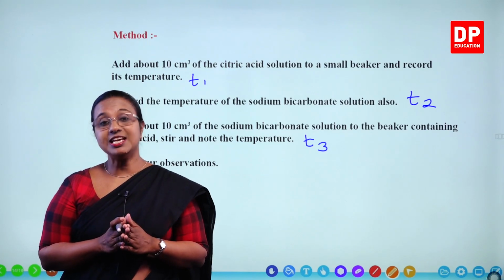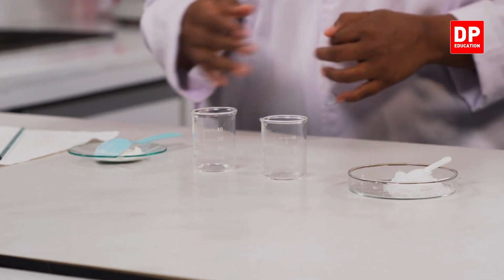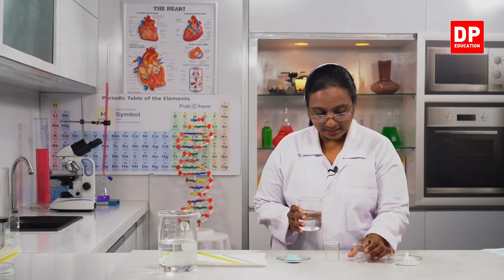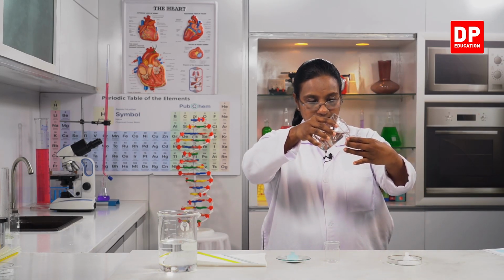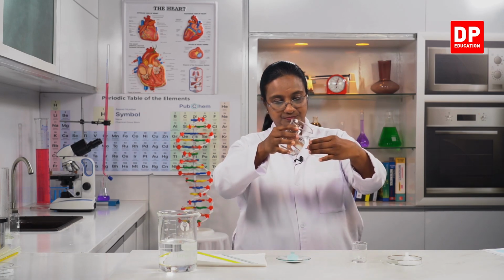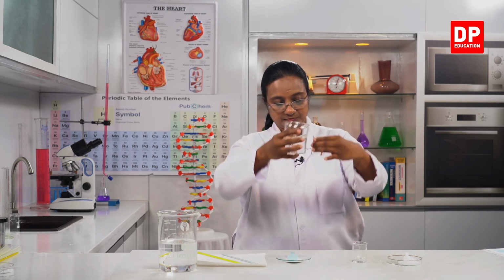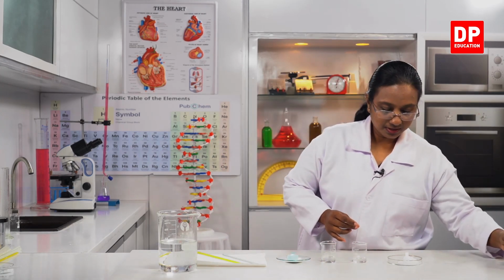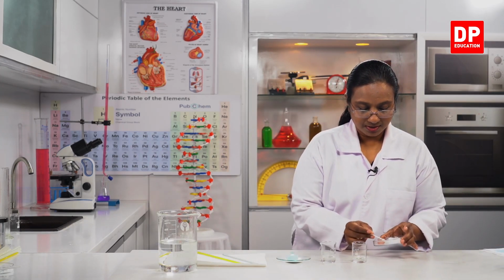So let's do the activity in the lab. So students, now we are going to observe the heat change that takes place when citric acid reacts with sodium bicarbonate. So here you can see this is citric acid and here I have sodium bicarbonate. So now I am going to prepare the two solutions separately and take the temperature reading of the solutions individually. To do that, I need about 10 centimeter cubes of the solution. So 10 centimeter cube of water into both the beakers. So here first I will dissolve citric acid.